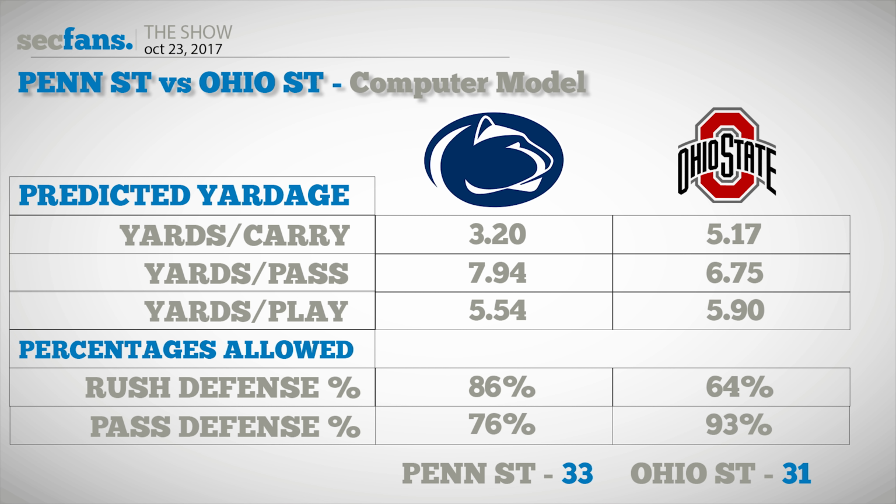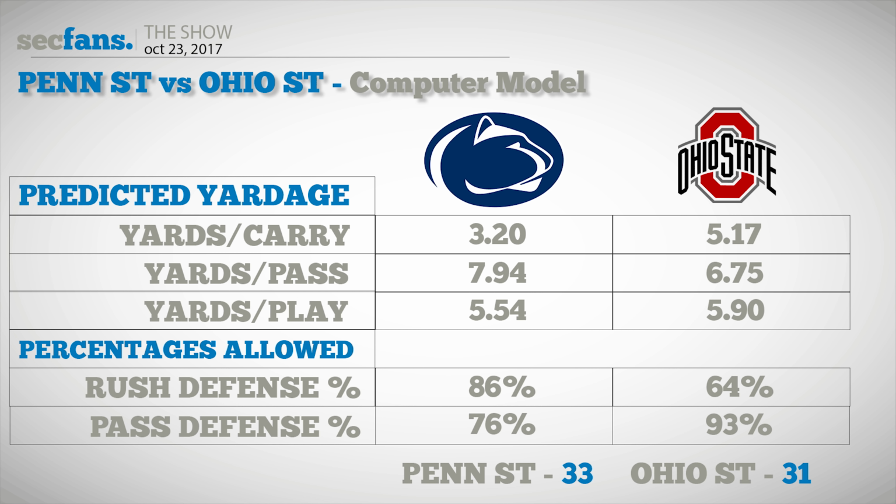In other words, if your opponent averages 4 yards a carry and you hold them to only 3 yards per carry, you hold them to 75% of their rushing average. Or if they average 9 yards per attempt and you hold them to 6 yards per attempt, you hold them to 66% of their pass average.